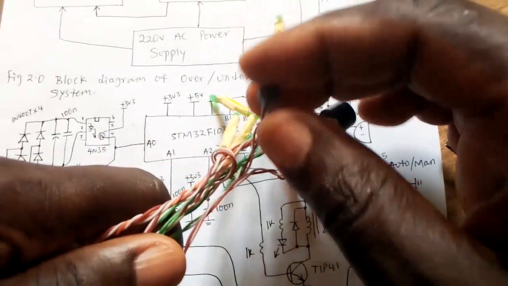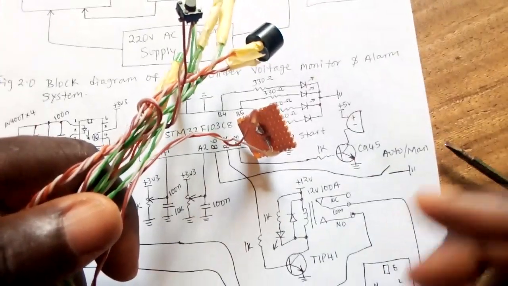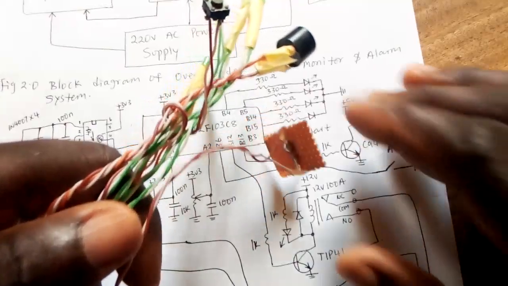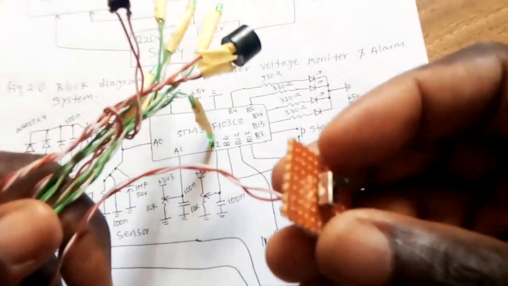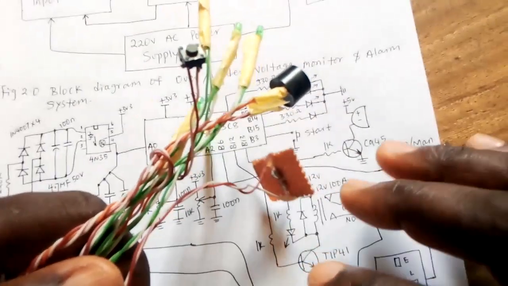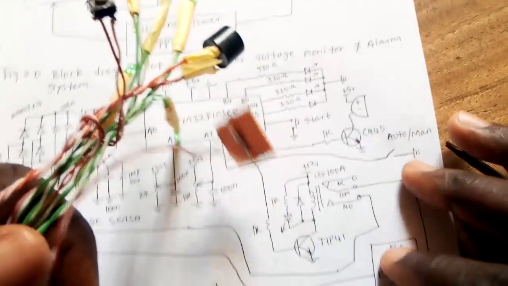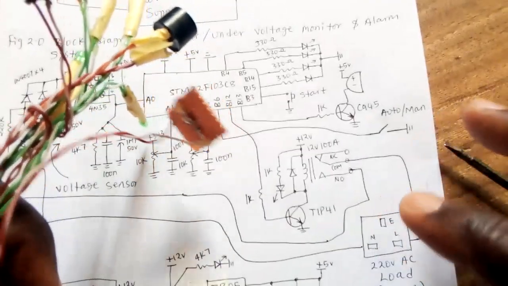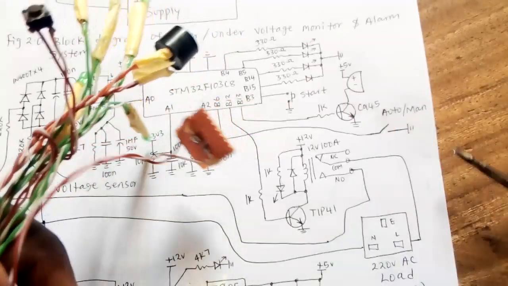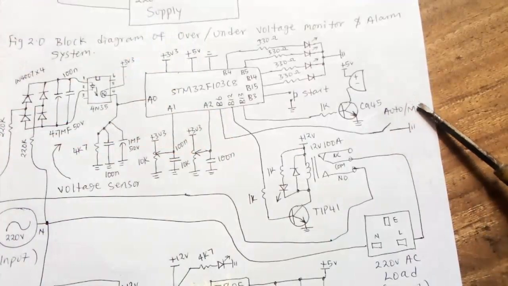So I'll be the one to press this button, then the system is going to turn on, check the voltage and power my load. But if I want it to be in automatic mode, whenever there is AC supply, the system is going to come on automatically and check the voltage. If the voltage is okay, it sends out power to my loads. So that's what this switch is doing here, to select between automatic and manual mode.